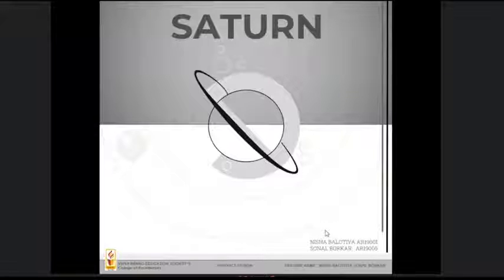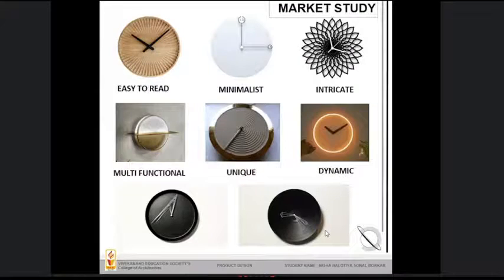Hello everyone, my name is Sonal and this is Nisha. Today we are going to present the design of our clock, which we did for our elective. We started with a market study where we explored various types of clocks that were available in the market. Some of the clocks that we liked were minimalist, easy to read clocks, some with intricate design, multifunctional ones, and some dynamic clocks.